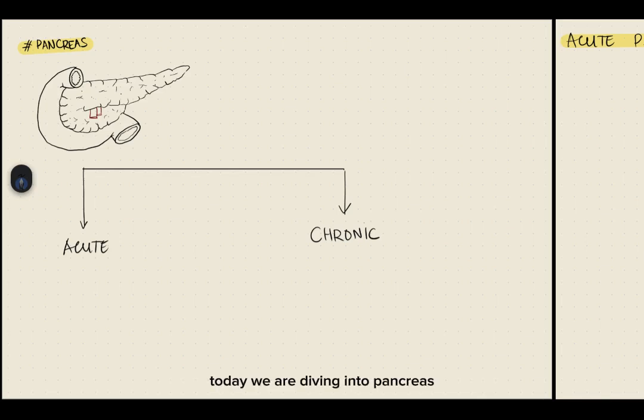Today, we are diving into the pancreas, a powerhouse organ that's often overlooked until it becomes the focus of your sickest patients. The pancreas is a retroperitoneal organ with both endocrine and exocrine function. It has three segments: head, body, and tail. The head lies in the loop of the duodenum, the body is posterior to the stomach, and the tail goes towards the hilum of the spleen.